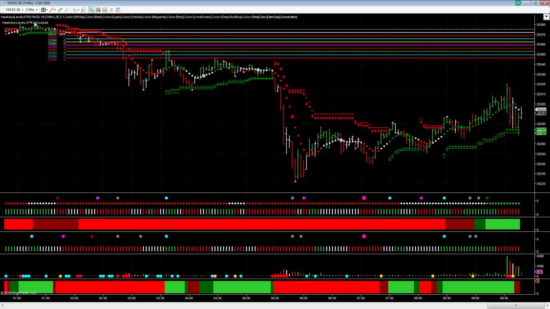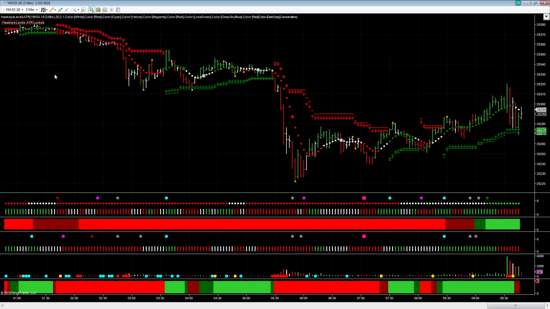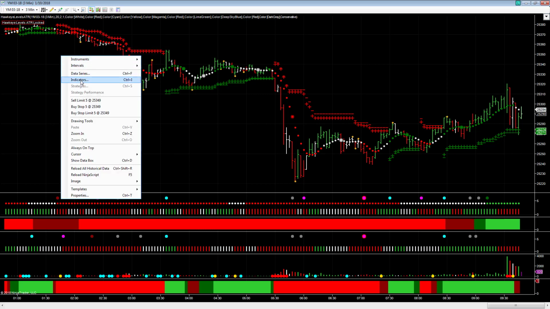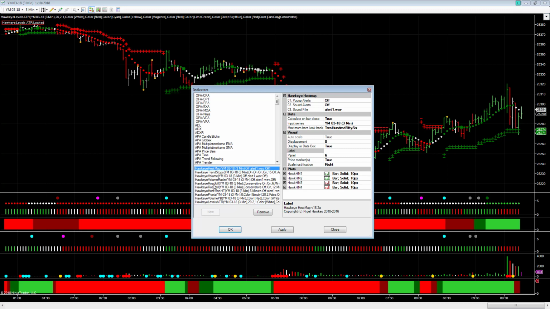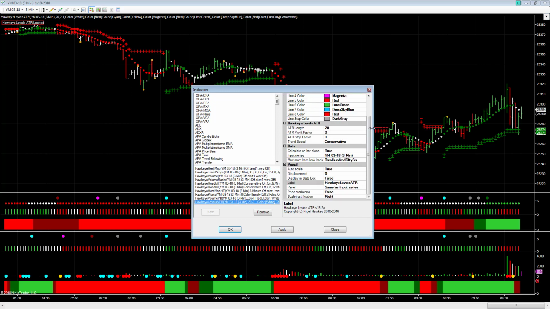Now, if those values are too close for you, you can always go into the indicator itself. If you're to go to your volume, oh, there it is, levels ATR, then you can define the profit factor and the stop factor based upon the average true range.